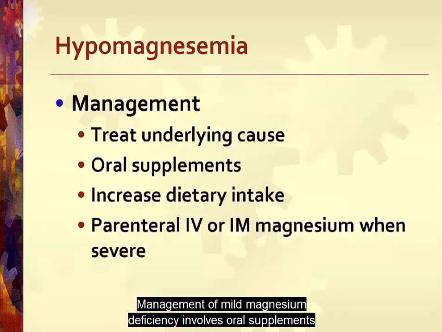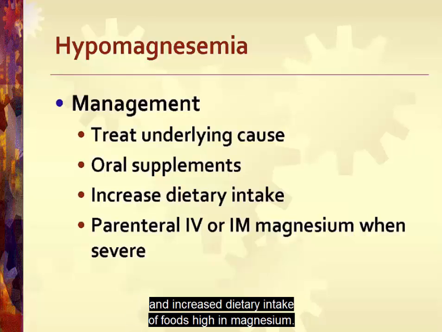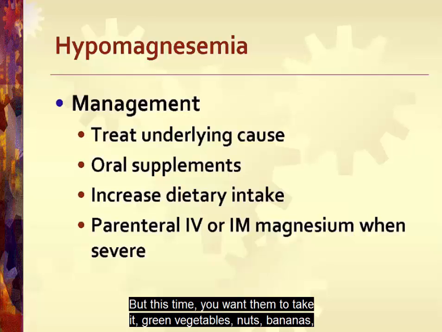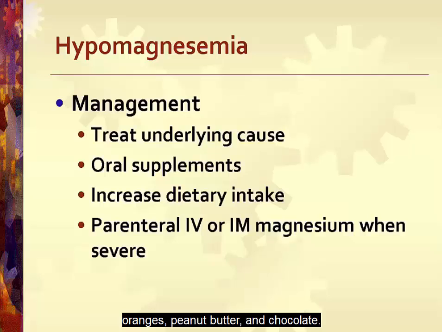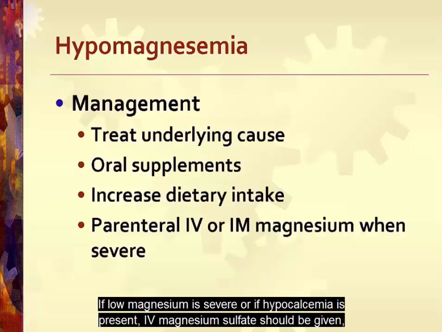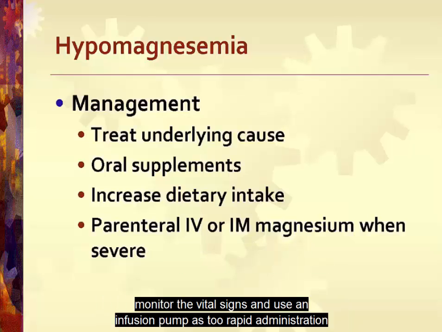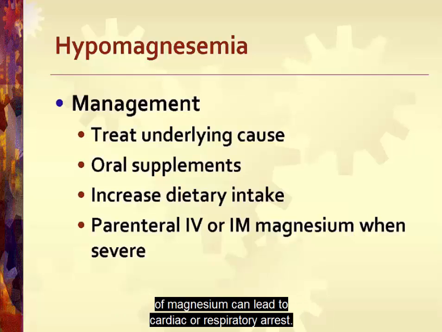Management of mild magnesium deficiency involves oral supplements and increased dietary intake of foods high in magnesium. Here's our list again, but this time you want them to take it: green vegetables, nuts, bananas, oranges, peanut butter, and chocolate. If low magnesium is severe or if hypocalcemia is present, IV magnesium sulfate should be given. Monitor the vital signs and use an infusion pump, as too rapid administration of magnesium can lead to cardiac or respiratory arrest.